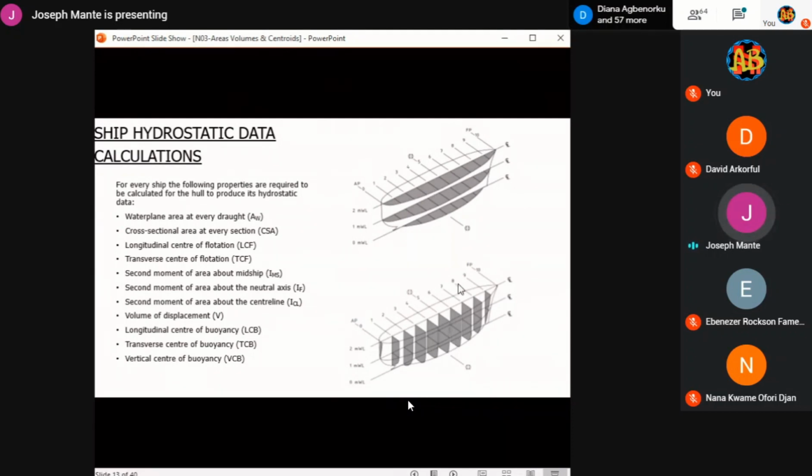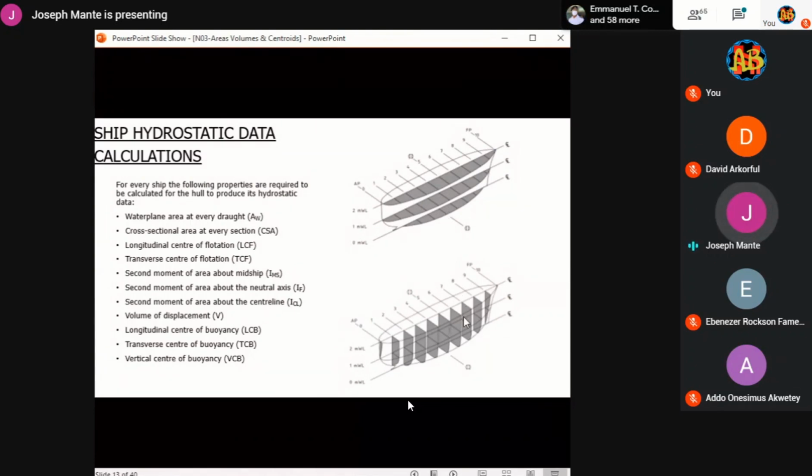So the down one, the first one, at every point where there's black, at every point you have to calculate for the area. So at a certain water plane area, you can be able to calculate for that.